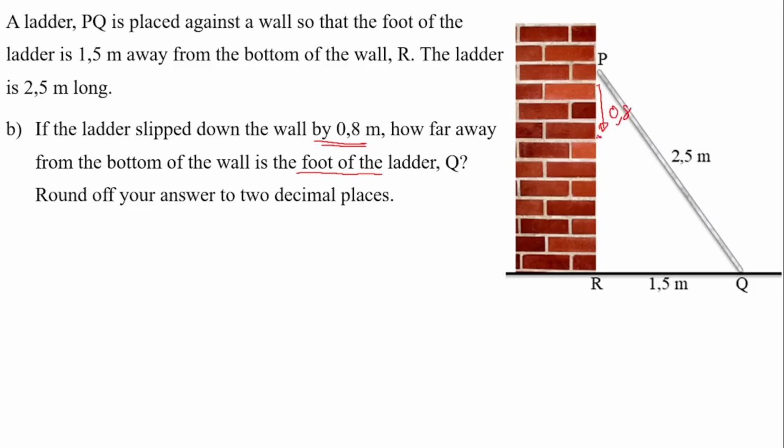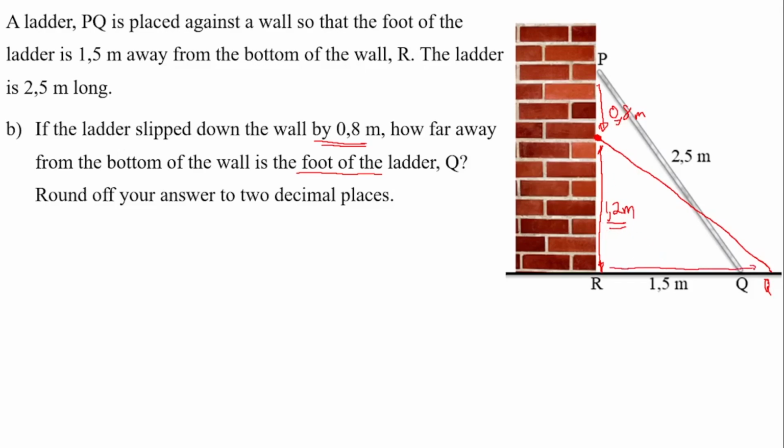Now this is the new top part of the ladder, and then now this one is going to move. We're going to have the new Q there, isn't it? Right. So what is the height here if the ladder is moved downwards by 0.8 meters? You say 2. Remember, for RP we found that RP is 2 meters. So you say 2 minus 0.8, which is 1.2 meters. Okay, so it means here is 1.2 meters.